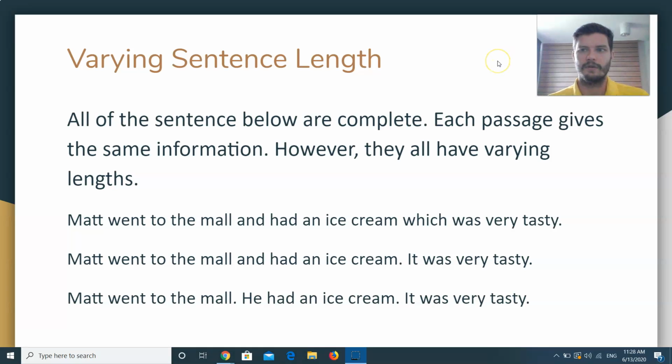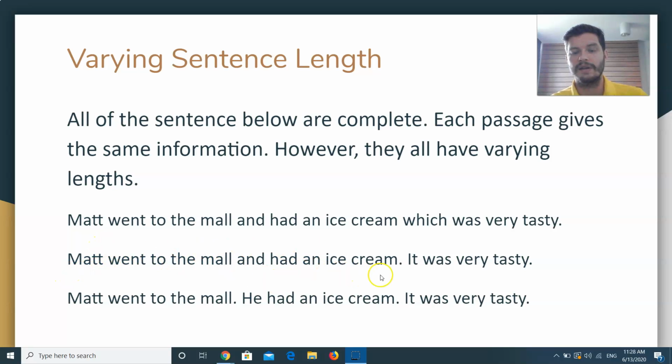All right, let's take a look at an example here. So all of the sentences below are complete. Each passage gives the same information. However, they all have varying lengths. So Matt went to the mall and had an ice cream which was very tasty. That's a complete sentence. It's not run-on. It's not a sentence fragment. Okay, it's just a relatively long sentence that gives quite a bit of information. So I can actually cut that up into 2 or 3 smaller sentences.